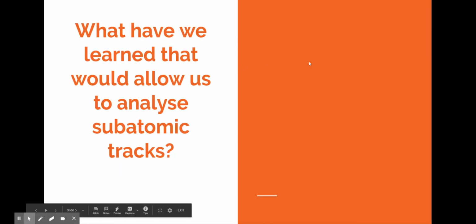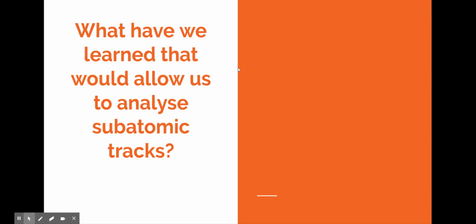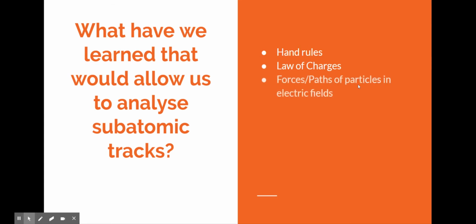So let's just be clear. What have we learned to this point that would allow us to analyze subatomic tracks? Well, we have our hand rules. We can certainly identify if something bends to the left or right in a magnetic field. We can use hand rules to determine the charge on that thing. We know the law of charges, so we know that we should have the same amount of charge at the beginning and end of an experiment, and that might help us to deduce the charges on particles.